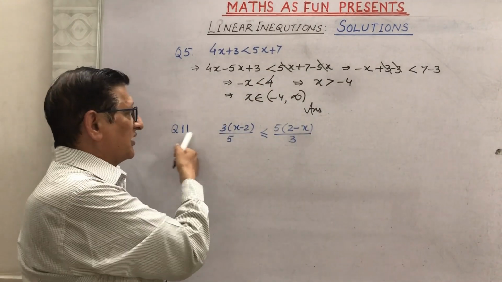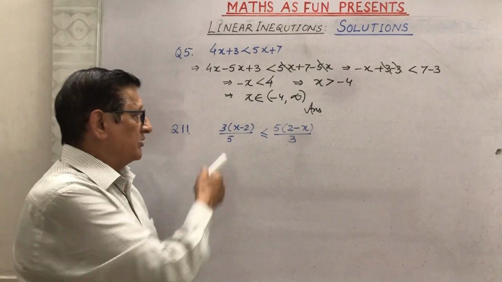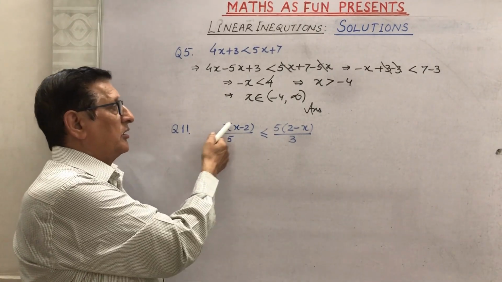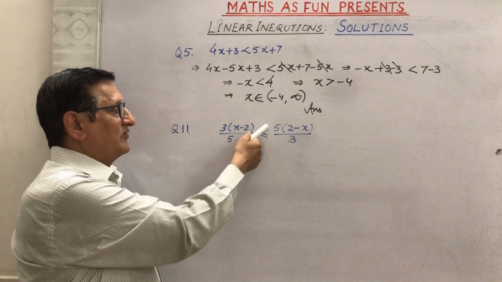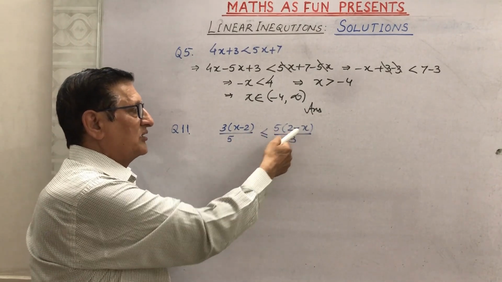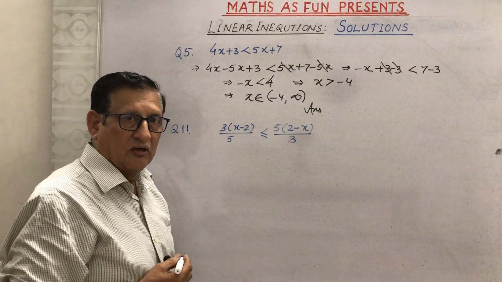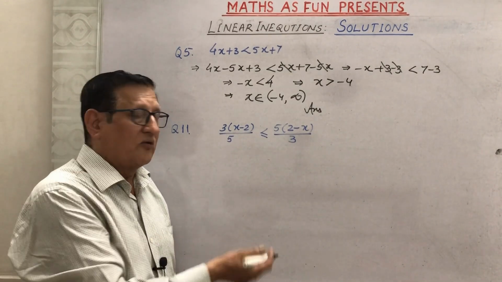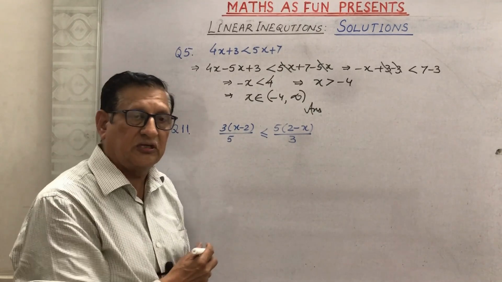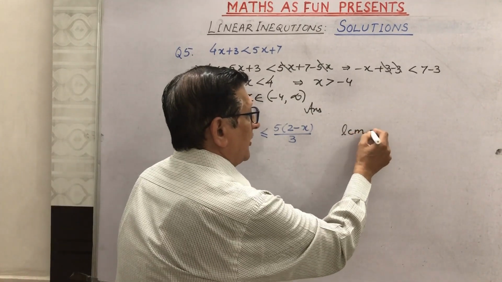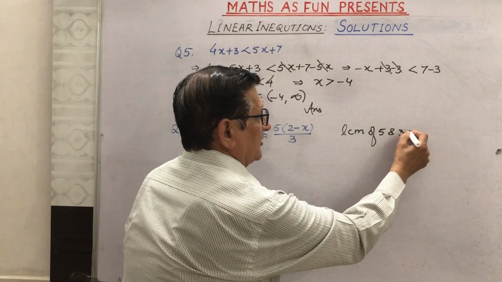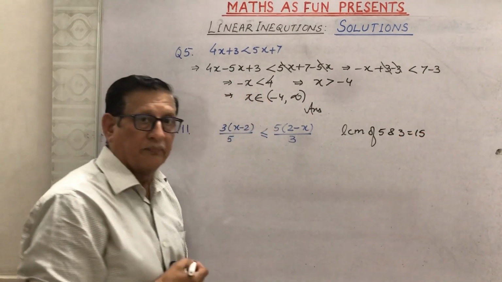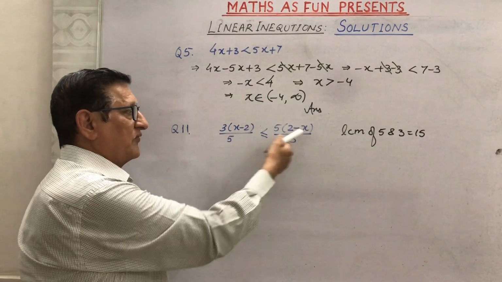Then we go to question number 11. See here, this is in fractions: 3(x - 2)/5 ≤ 5(2 - x)/3. First of all, we eliminate this 5 and 3. For that, what do we do? We take the LCM of 5 and 3. The LCM of 5 and 3 is 15. So we multiply both sides by 15.